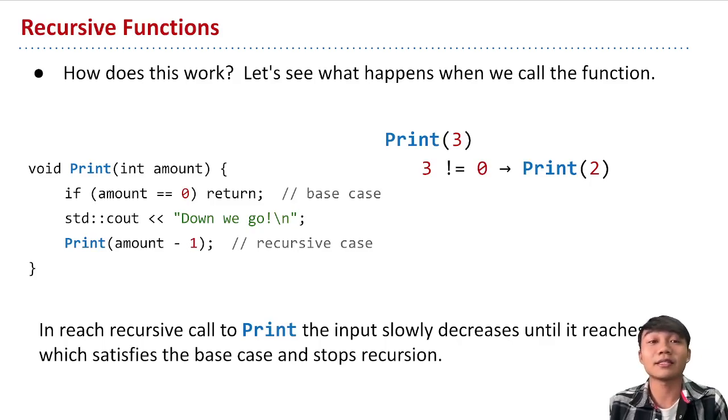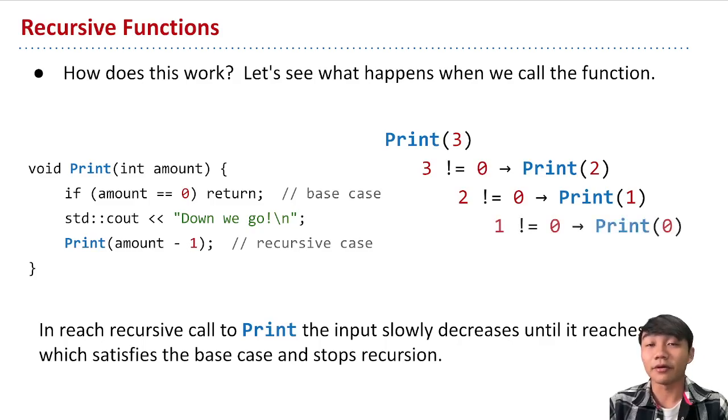And then we're going to check the base case again. 2 is still not going to satisfy the base case. So we print out a second time and then make a recursive call on 1. And the same thing happens. We'll print out a third time, "down we go". And then we're going to recursively call on 1 minus 1. So that's 0. And when we call print of 0, we're going to see that we've hit our base case. And we're just going to stop recursing at this point. So at that point, we just return, and we've printed out 3 times as we intended to in our function called print3.